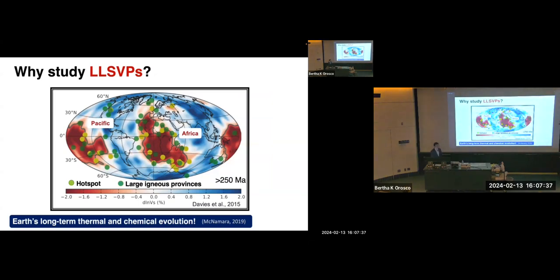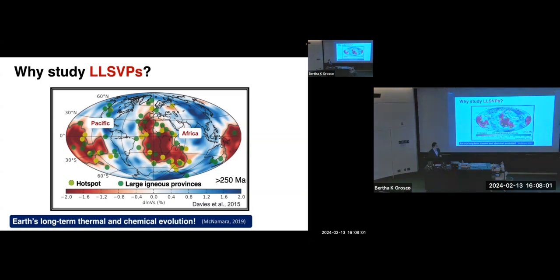And why do we study LLSVPs in earth science? Not only because they are large. I think I missed one slide. Each one of the blobs is comparable to the mass of the moon. So as you can imagine, they are really massive. And those two blobs are the largest mantle heterogeneity in the whole mantle.